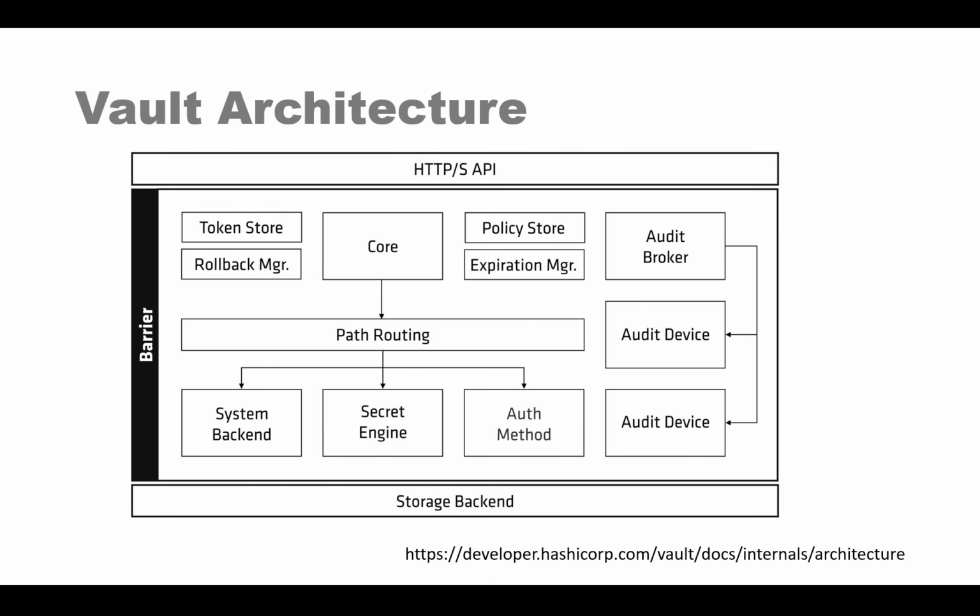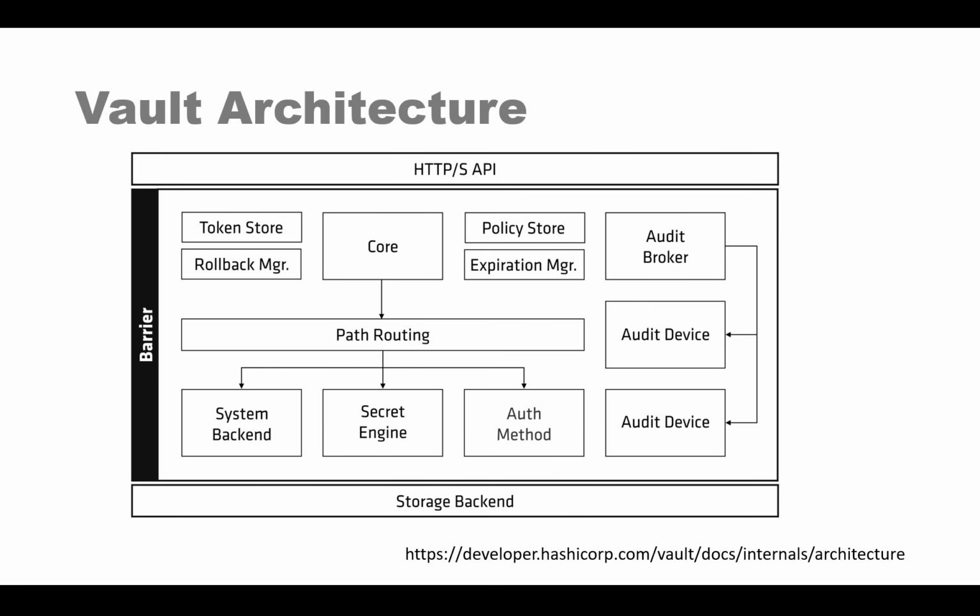And if you see the center, the core, it's a little bit expanded here. As usual, the top is the API and the bottom is the storage backend. And in the center, the core, which is protected by the barrier, has more components like secret engine, auth method, system backend, routing, audit devices, audit brokers, and policies, token stores. So there are different components in it.